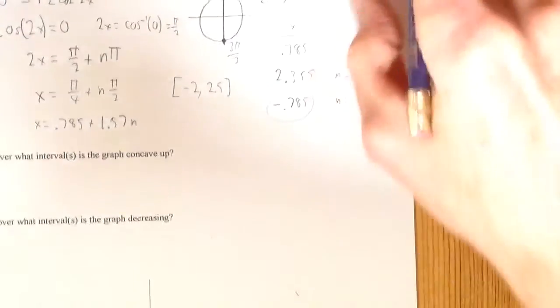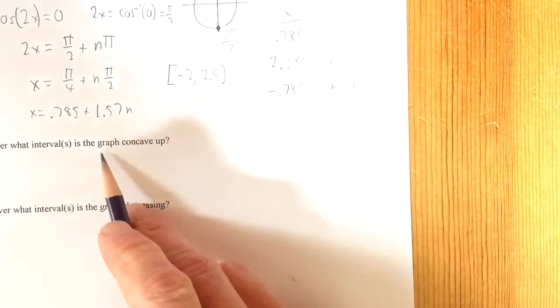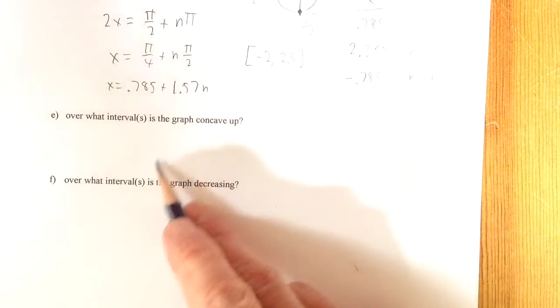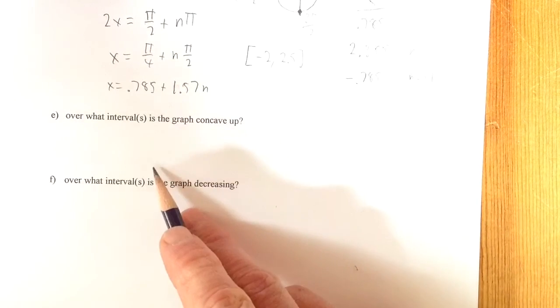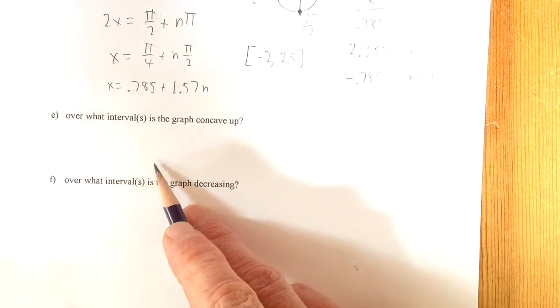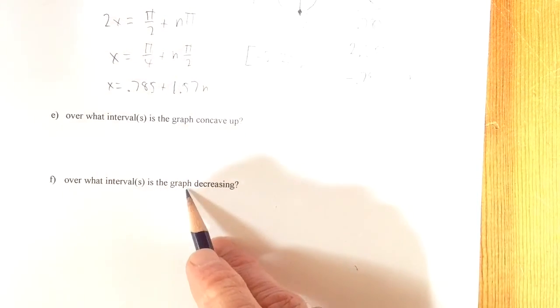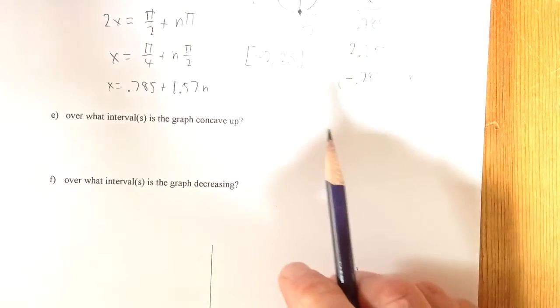Okay, where is the graph concave up? The best way to do these now is to graph it. Let's just graph it. We have all the points. We can just look at our graph and see where it is concave up, where it is concave down, and where it is increasing or decreasing. So we want to graph all the important points.